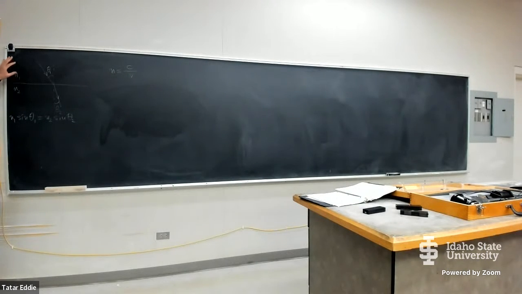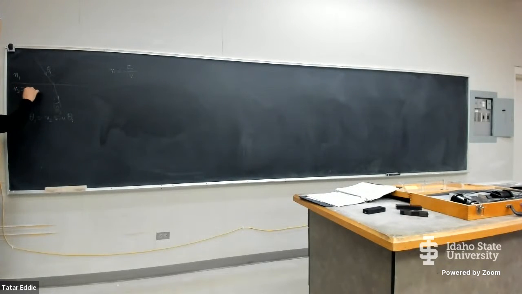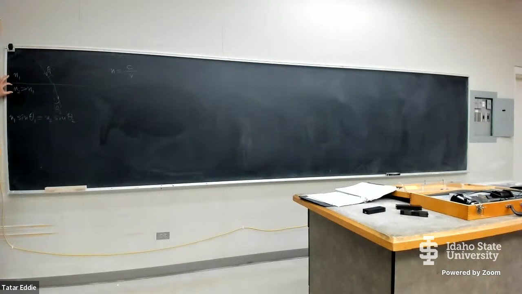So N2 is larger than N1. In other words, the speed of propagation of light in the second medium is smaller than the speed of propagation of light in the first medium.